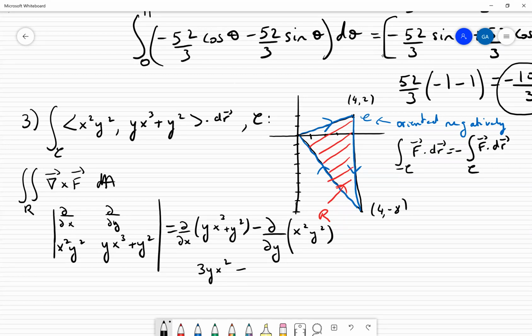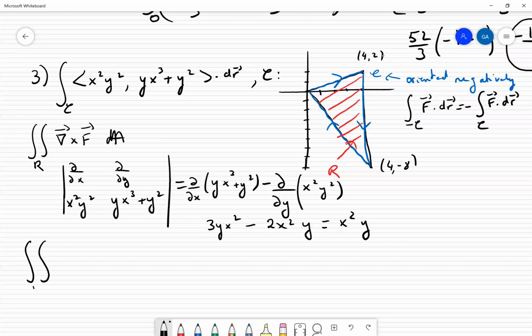And then here we take the partial with respect to y of x squared y squared. So x squared is treated as a constant. So we just take the partial of y squared, which is 2y. So it's going to be 2x squared y. And by the way, it's the same thing, just multiplication is commutative. So 3yx squared can be rewritten as 3x squared y. So here we just have x squared y. So that means that what we are left with is evaluating the double integral over that triangular region of x squared y dA.